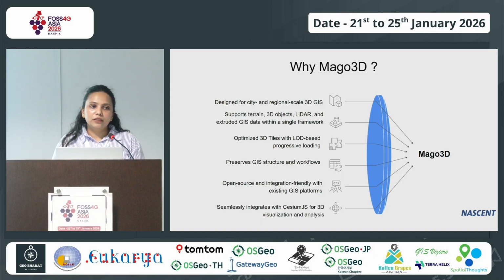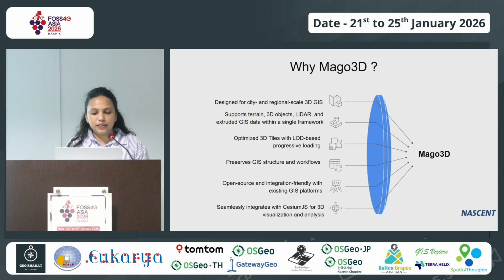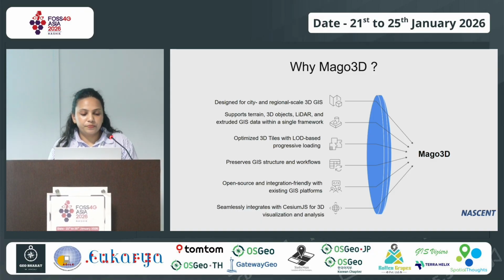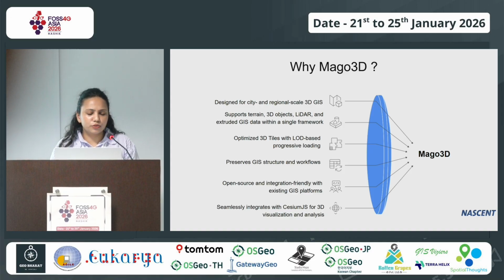For that, we used different open source tools, but in the end we chose Margo 3D. Why we chose Margo 3D: it is designed for city and regional scale 3D GIS, whereas other tools are limited to small and medium data. It supports terrain, 3D objects, LiDAR, and extruded GIS data within a single framework. It has optimized 3D tiles with LOD-based progressive loading. It preserves GIS structures and workflows, whereas some other open source tools might lack that. It is open source and integration friendly with existing GIS platforms.